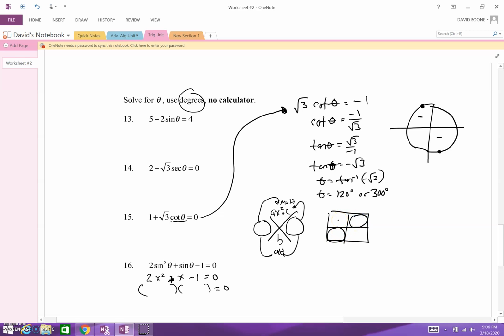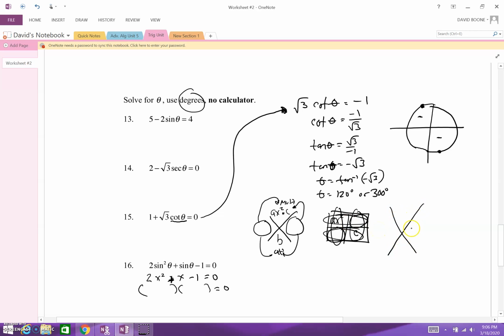This number right here was just simply our ax squared. This one was just our c. And then we looked at the GCF for the numbers that go here, here, and then here, and here on the boxes. So let's kind of play this out a little bit.